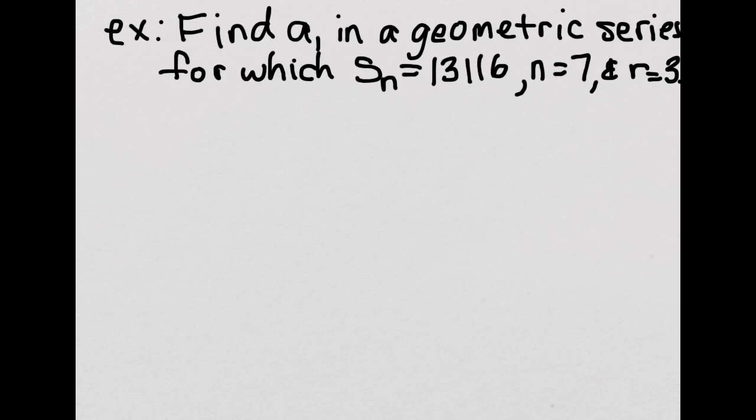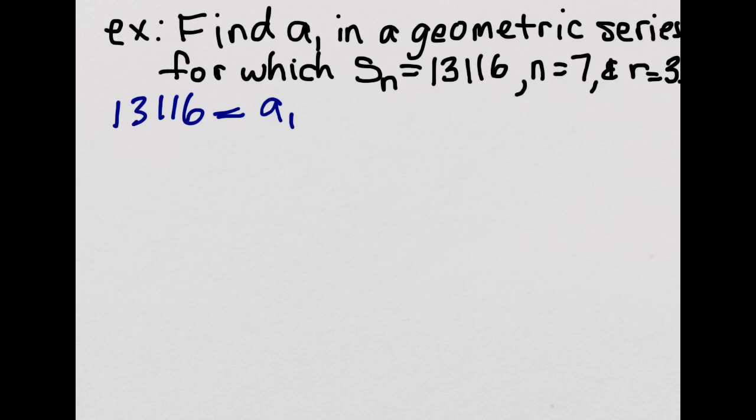Alright, we want to find a of 1 in a geometric series for which the sum of the first n terms is 13,116, the number of terms is 7, and the common ratio is 3. So let's go ahead and use our formula. S of n, it tells us, is 13,116. We don't know our first term.